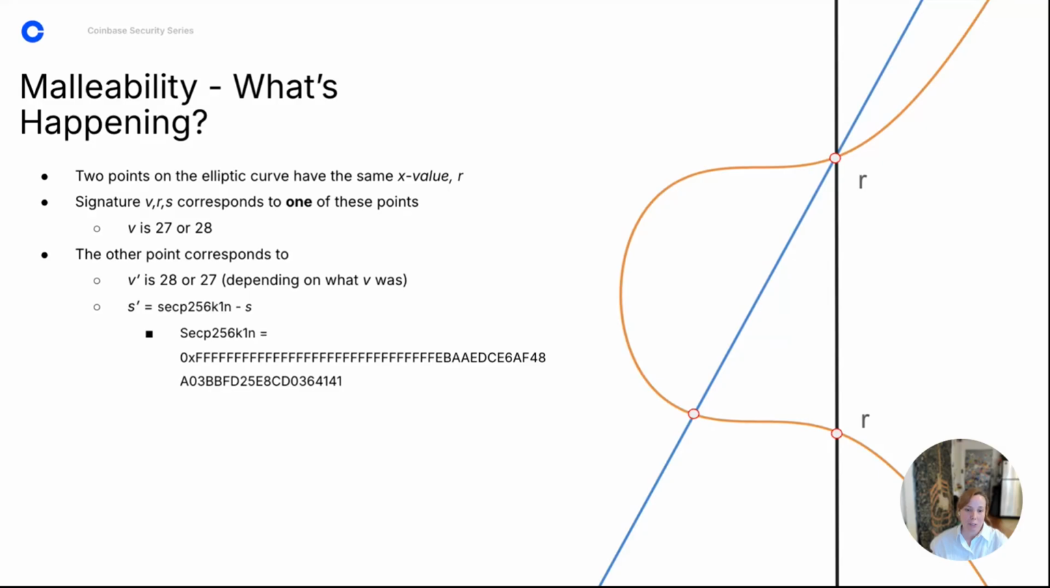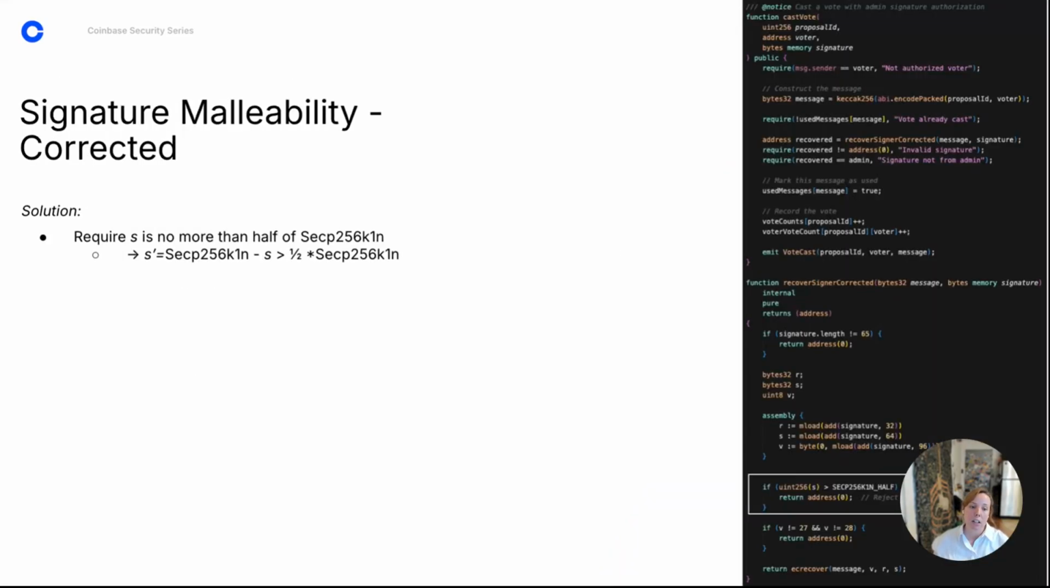So how do we prevent it, if we know exactly what this other point looks like that provides another signature, and we have a way of finding it every time? How do we prevent it from being used? The solution ends up looking like requiring that the S that it takes in is no more than half of that order value.